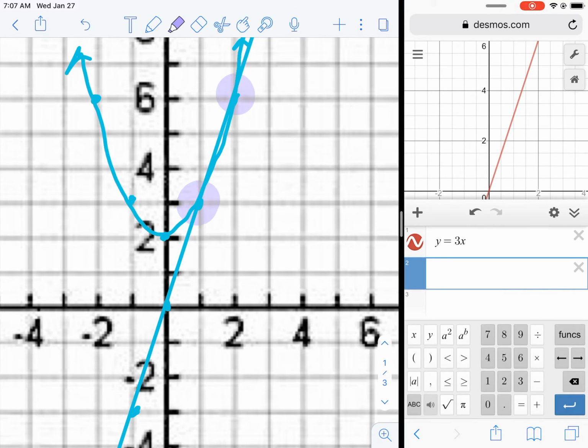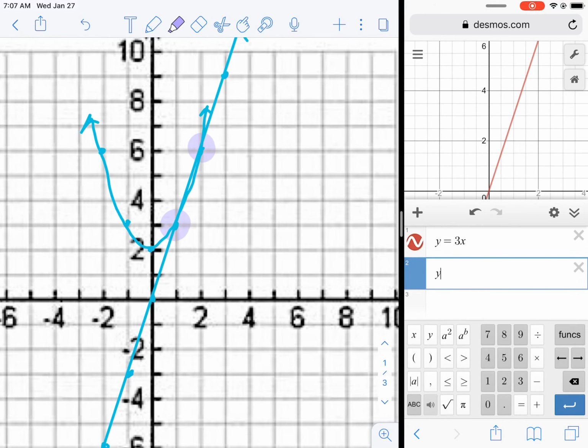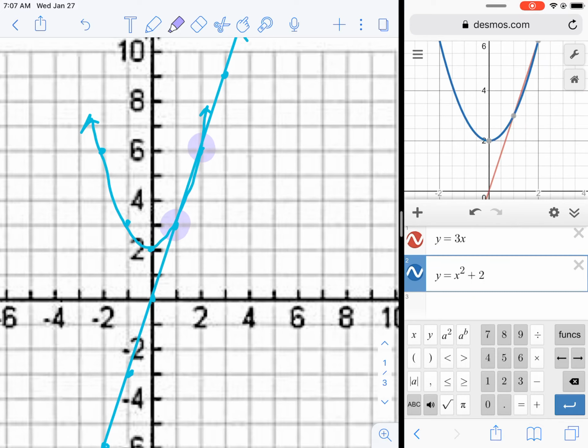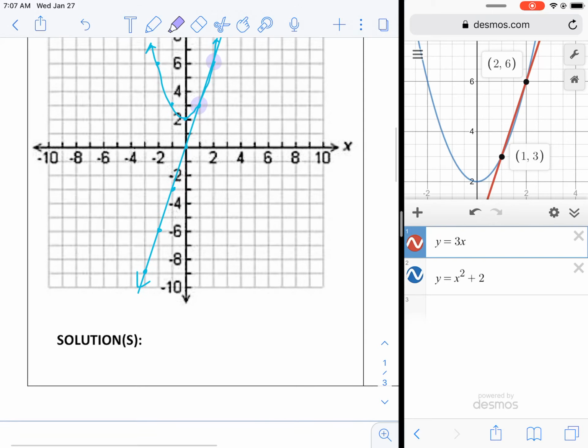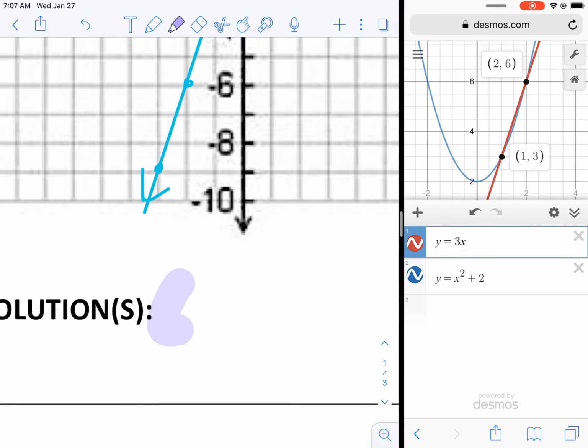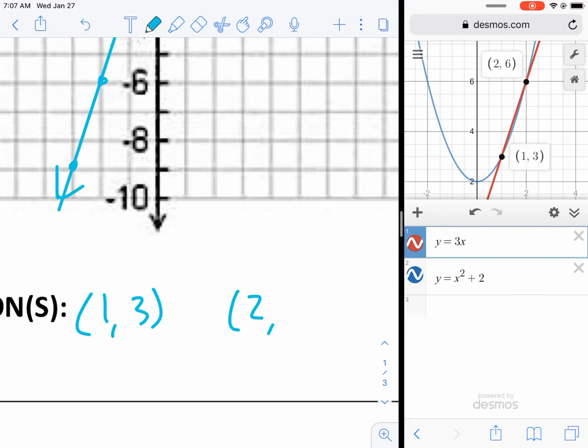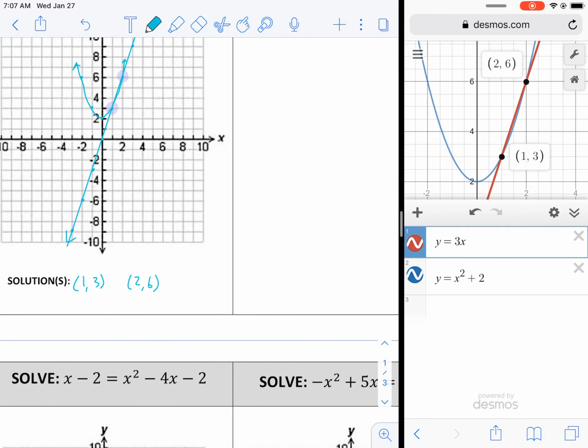All right. And now if you type that in, y equals x squared plus 2, it's exactly how ours looks, right? Where are the two intersection points? At 1, 3, and at 2, 6. So this is two solutions. We've got 1, 3, and we've got 2, 6.